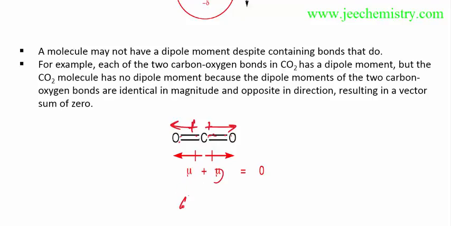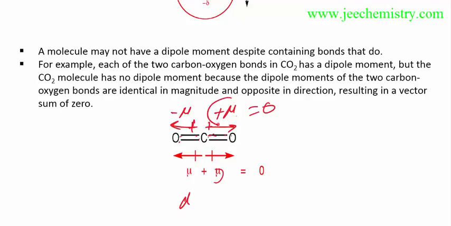This is a dipole moment. Suppose this is a plus dipole moment and this is a minus dipole moment. So plus and minus become 0. So the overall dipole moment is 0, though there are bond dipole moments; the overall molecular dipole moment is 0.